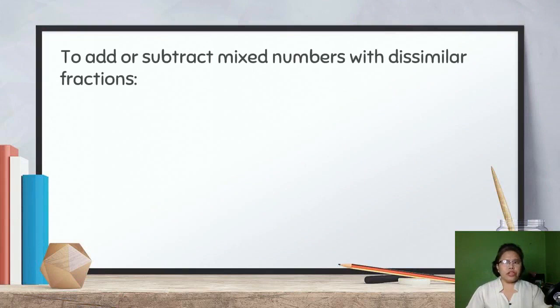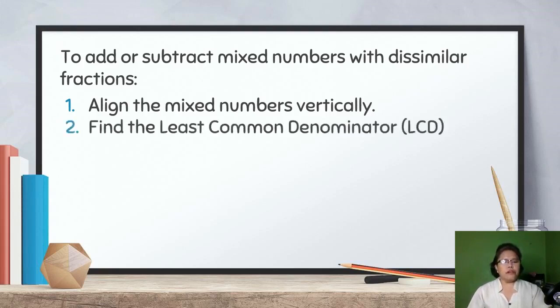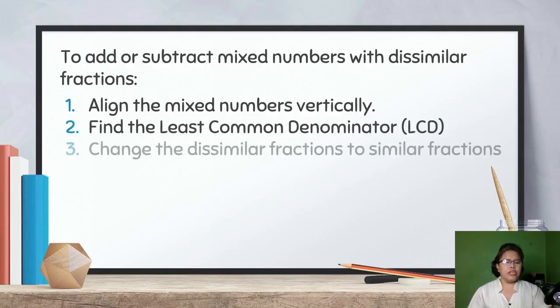So, to add or subtract mixed numbers naman ngayon with dissimilar fractions, okay, it says here, align the mixed numbers vertically. Pero, it need not be aligned actually lagi. You will observe this in the next examples. Pero, the best way is to align the mixed numbers vertically. So, align the mixed numbers vertically, then find the least common denominator or LCD.